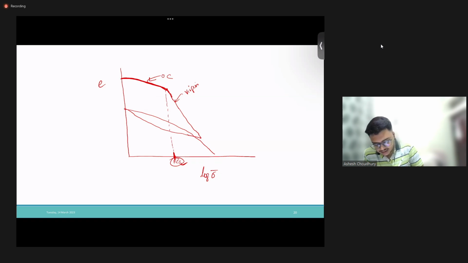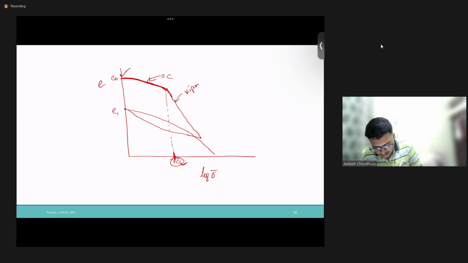One interesting thing to note here is that even though we reload to zero stress, the void ratio doesn't actually come back to e naught. It is always some value less than e naught. We cannot go back to this value because some permanent deformation has occurred in the soil mass.